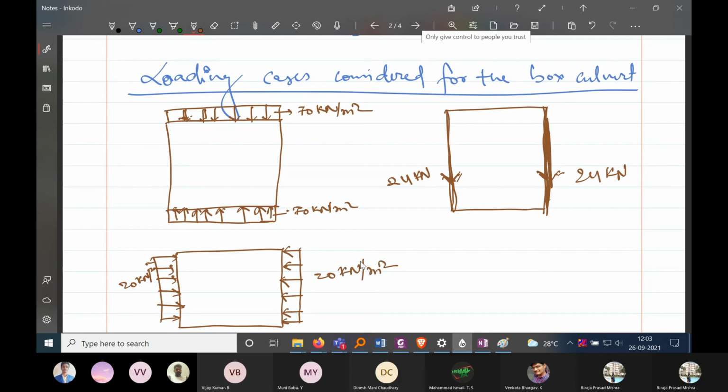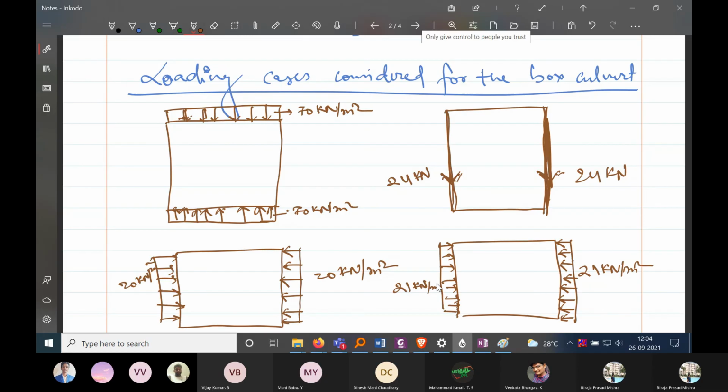Now, what is the uniform lateral pressure due to the superimposed dead load and live load? So again, it will be in the form of a uniformly distributed load on both vertical walls. How much is this one we calculated? It is 21 kilonewton per meter square. Okay, now I'm going to the next one.